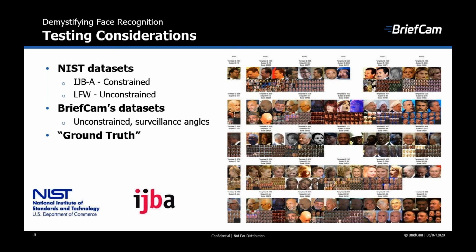Each dataset is then annotated manually with quote-unquote ground truth data. So every time BriefCam releases software, it is automatically tested against this ground truth dataset, and the accuracy is quantified and compared to previous releases. This enables highly accurate results for in-the-wild facial recognition.